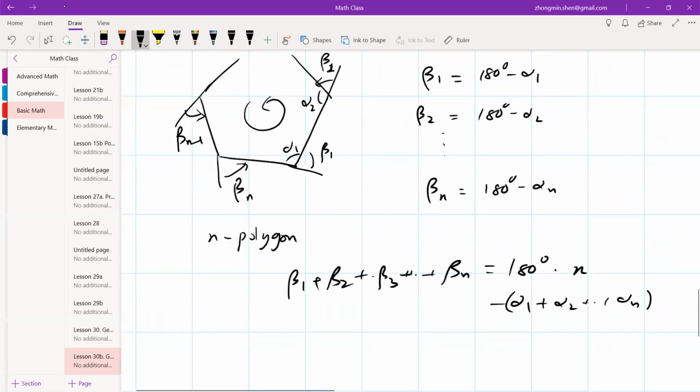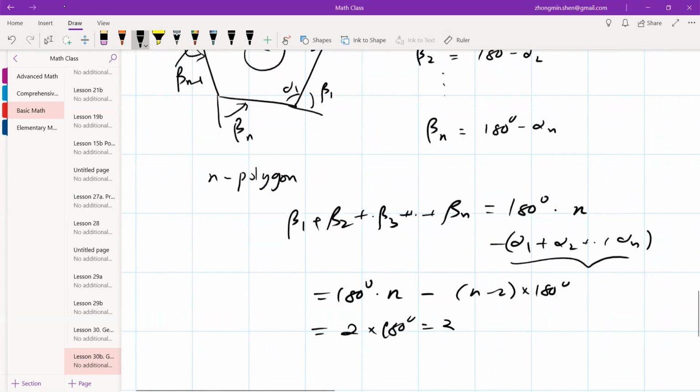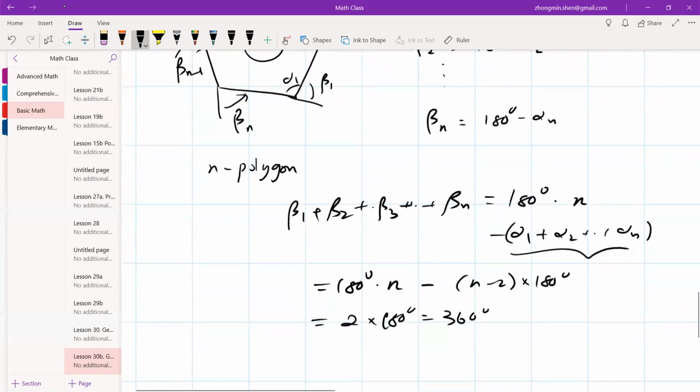But all those alpha angles sum to the interior angles, which we already know is n minus 2 times 180 degrees. But after calculating, this is nothing but 360 degrees. It's surprising. No matter how many edges you have, the sum of the exterior angles is still the same. It's reasonable because with more edges, all the angles get smaller and smaller and smaller.